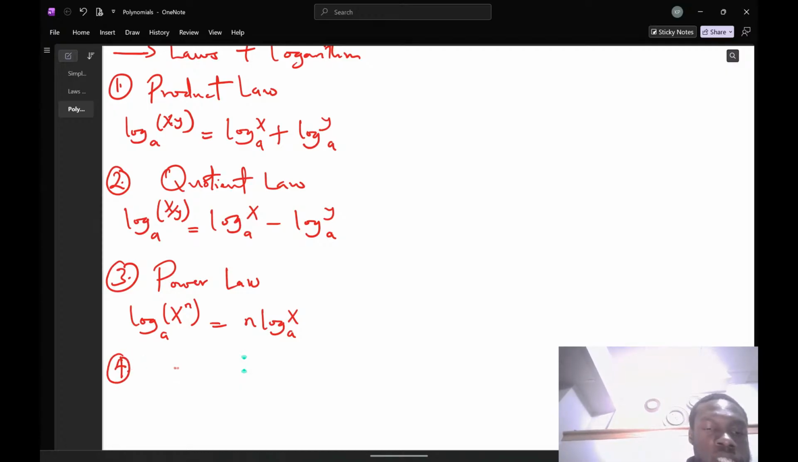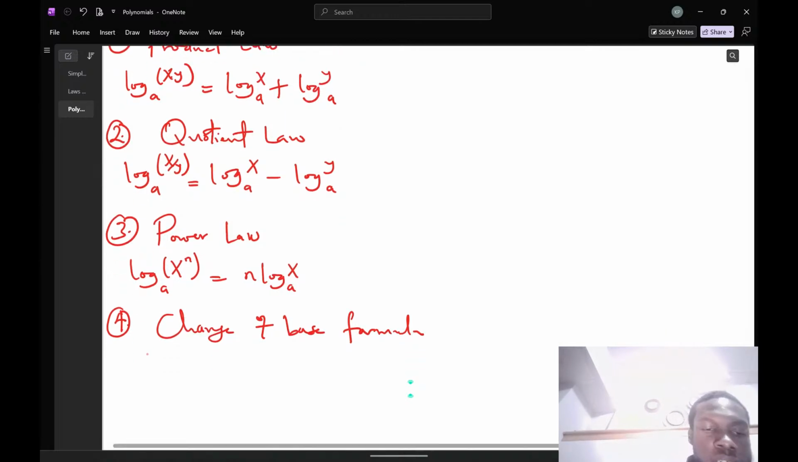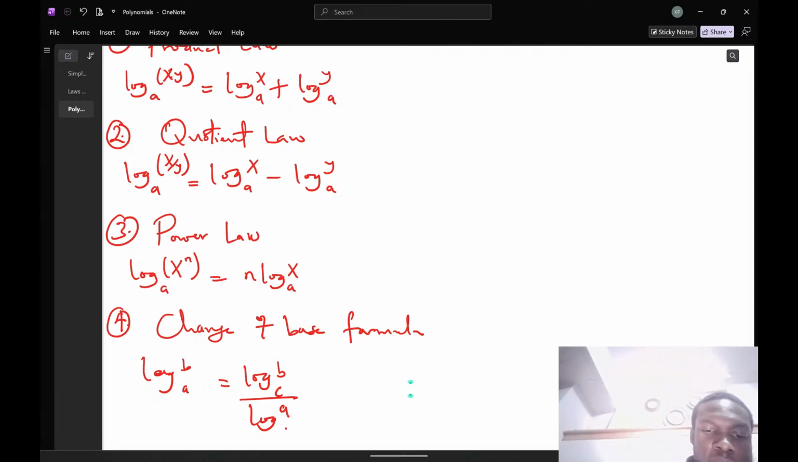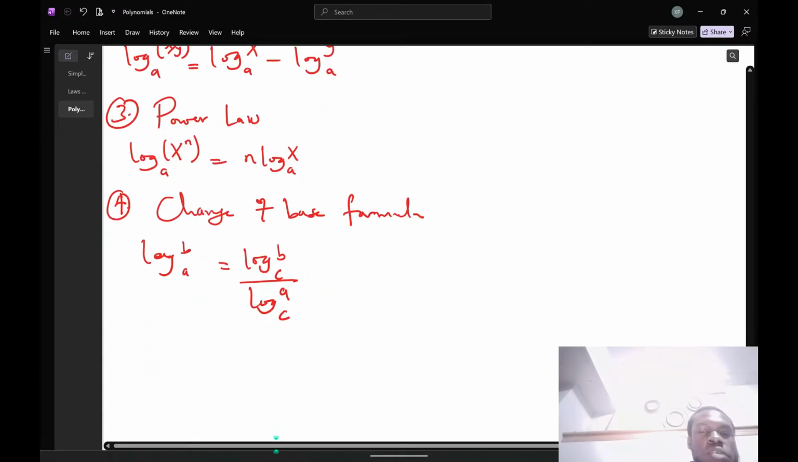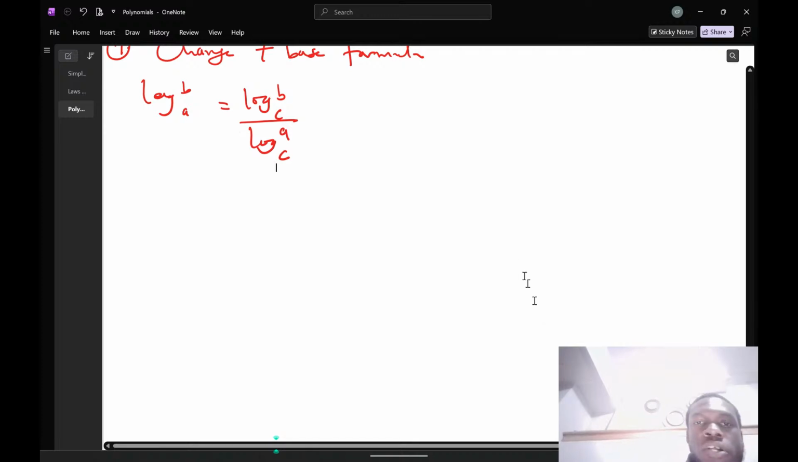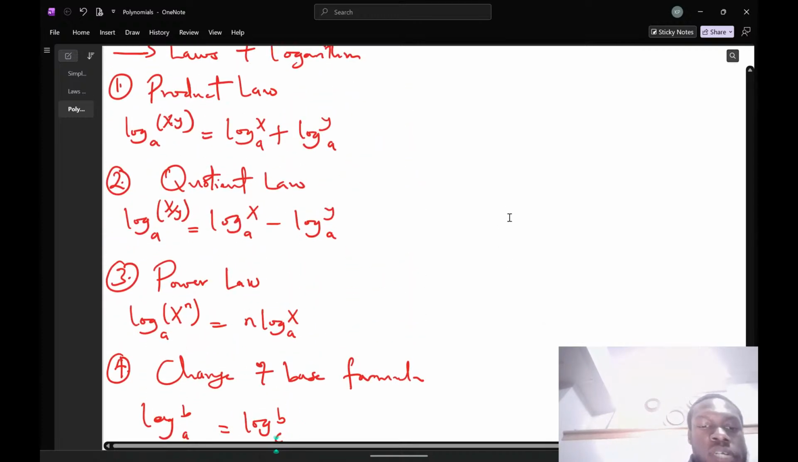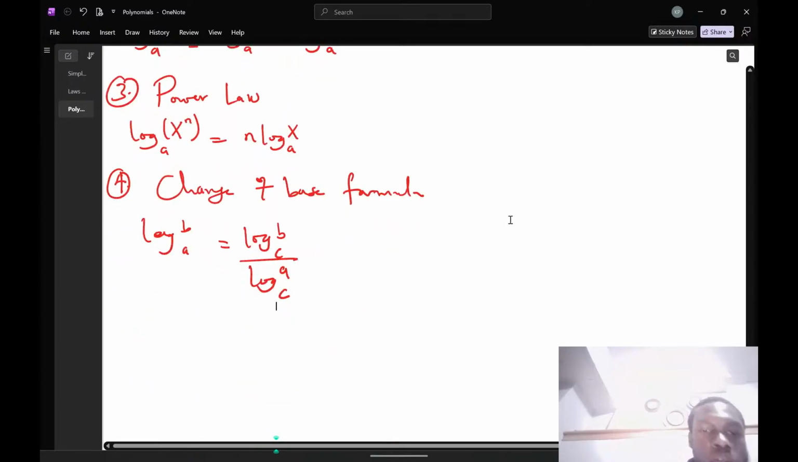The fourth one is the change of base formula. The change of base formula says that if we have log b base a, it can be divided into log b over log a, but they must have the same base. Now we can make the base c. So that would be log b base c over log a base c. So those are all the four laws of logarithm that you need to know. I'm going to do some examples.